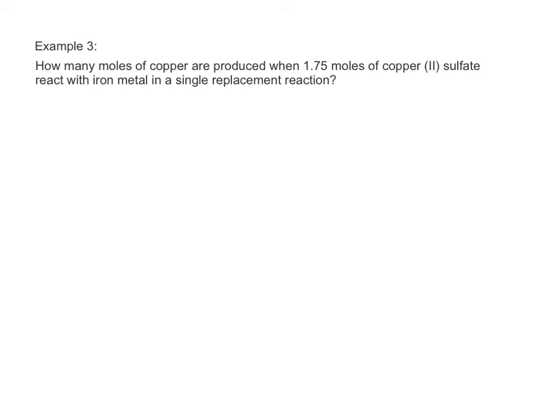Our third example is a little bit different. We don't have a balanced chemical equation here, so we're going to have to write one. So we're going to have to look to see what's given to us in the problem. We're asked how many moles of copper are produced. So that tells me that over here on the product side, I'm going to have copper. And we're told that 1.75 moles of copper(II) sulfate react. So over here, I know I'm going to have copper(II) sulfate, Cu2+. SO4 is 2-, so a 1-to-1 ratio. And it's reacting with iron metal, so it's just iron.